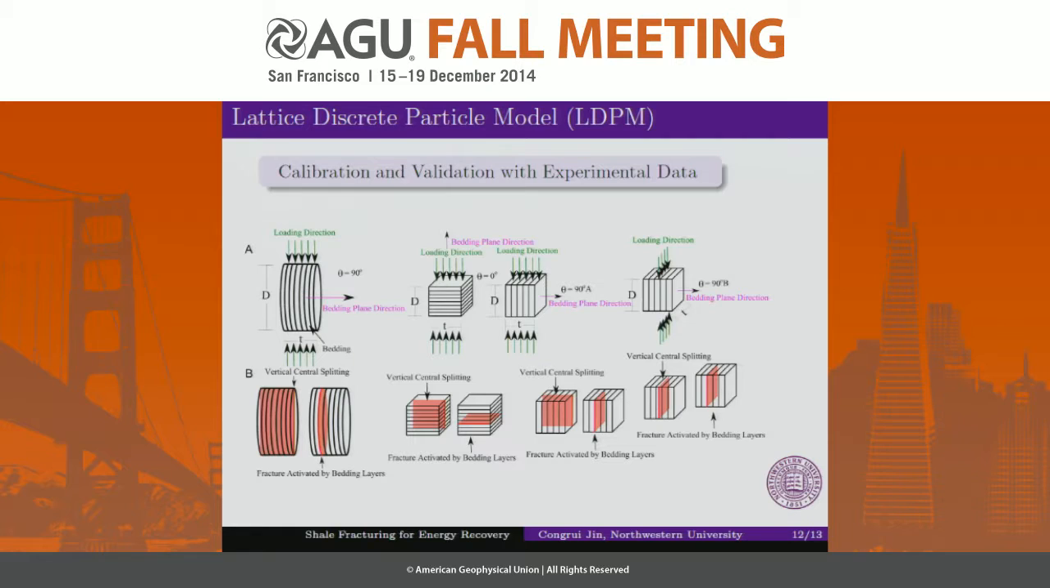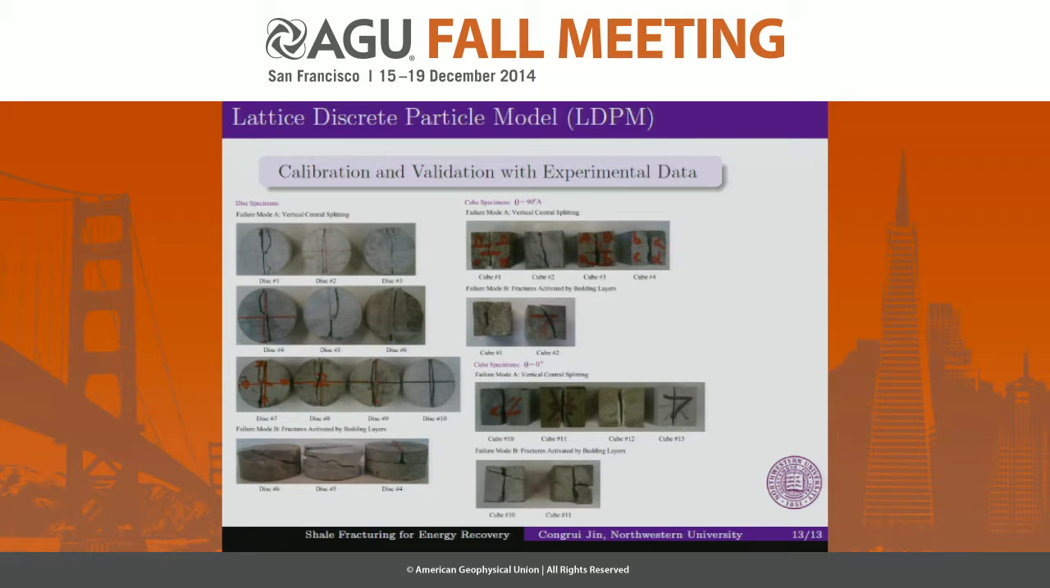This figure shows the results for a Brazilian test. In each configuration, we have observed two different types of failure modes. Mode A corresponds to the fracture propagation along the loaded diameter, and mode B corresponds to the fracture propagation along the bedding layers. The specimens show a failure either by mode A only or a combination of both mode A and mode B.